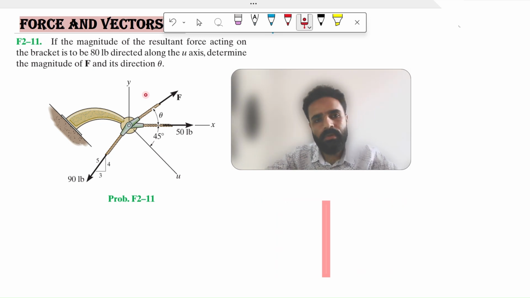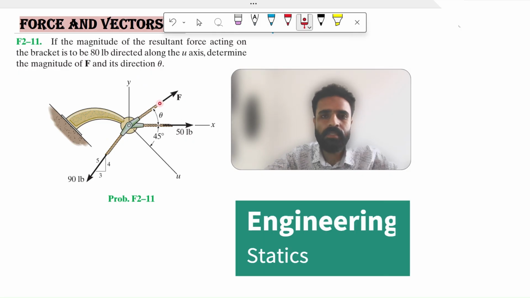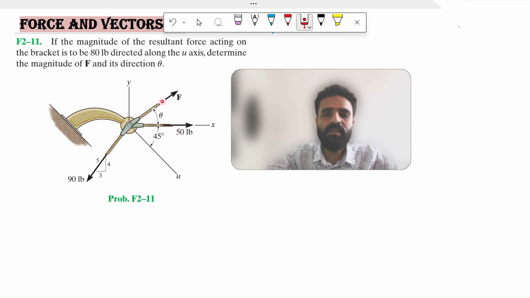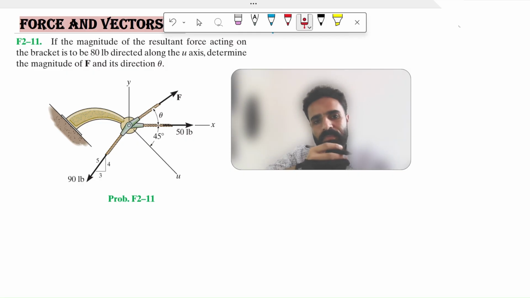In this particular video lecture, we will be solving fundamental problem 2-11 of chapter 2, force and vectors. In this problem, we will be determining the direction and magnitude of one of the components of the resultant force. This lecture is almost similar to the previous lecture, but the only change is the location and the line of action of the resultant force is different. So we'll be solving following the same steps as we already followed in previous lectures.